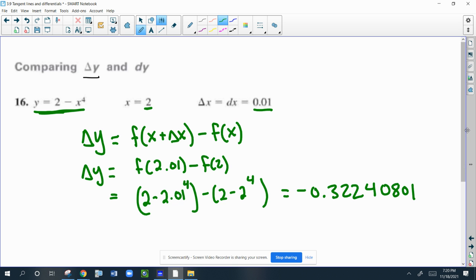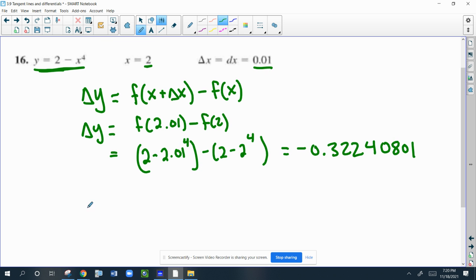The approximate change, dy, which should approximate delta y, is going to be done without a calculator. This is just like the tangent line approximations. As a matter of fact, it is a tangent line approximation, but we're not finding values. We're just trying to find the change in the tangent line and compare it to the change of the original function when x changes this much. And I'll explain that more in a minute.